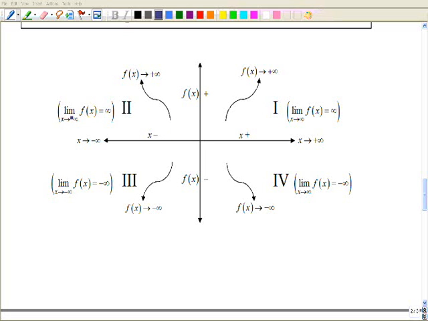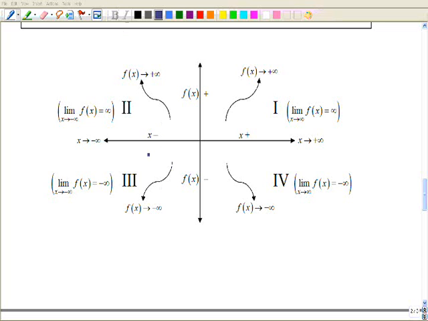In other words, your limit for your function as x is getting really, really small is infinity. In other words, as x is getting really, really small, the y values are approaching infinity. They're getting really, really big. So this side is where x is negative, and above is where y is positive. So it's going to be going towards positive infinity as x is getting smaller.